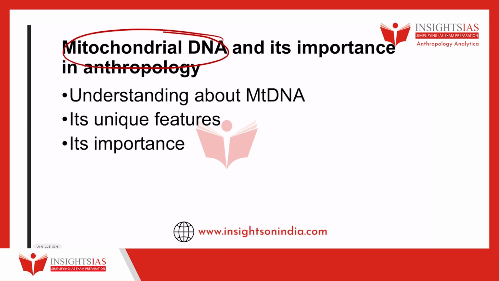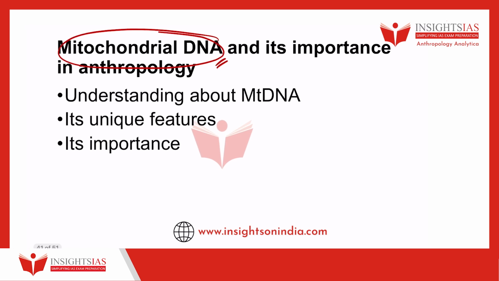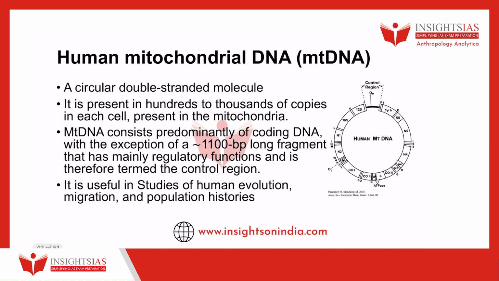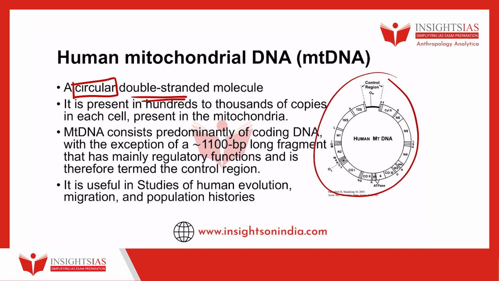So, in that context, let us today try to understand what this mitochondrial DNA is, what its unique feature is, why it is so useful, how it is useful to understand human evolution, and what the other significance or importance of this mitochondrial DNA is. Over here you can see a picture of mitochondrial DNA. Let us first try to understand what mitochondrial DNA is. It is a circular double-stranded molecule.